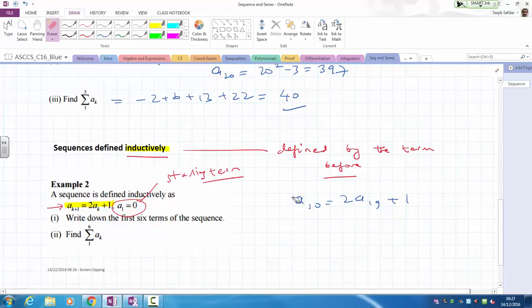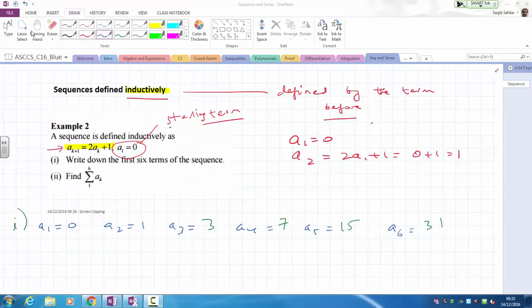So what I'd like you to do is I'll give you a minute or two. Can you work out the first 6 terms of the sequence and then work out the sum of that sequence? Off you go. So, what does k actually mean? k is just your term number. a1, they've told us, is 0.